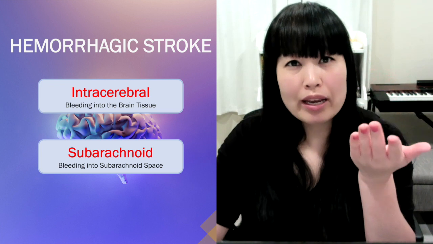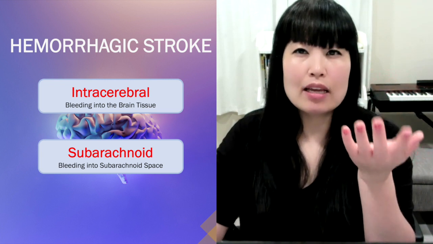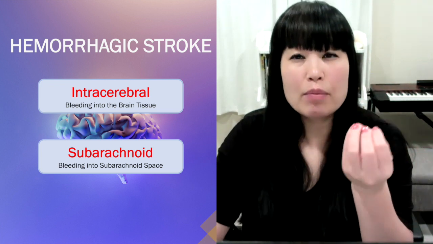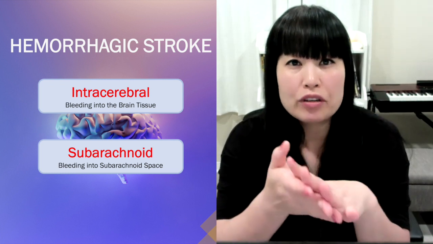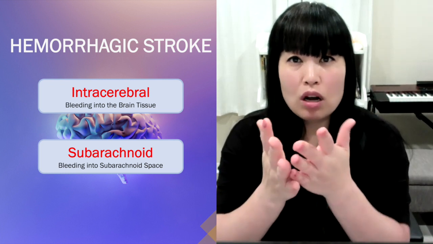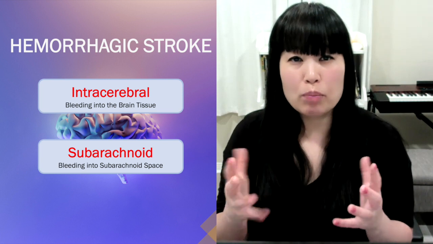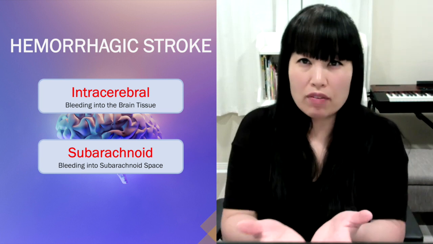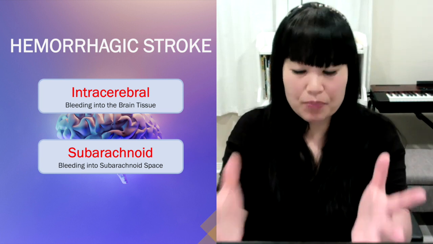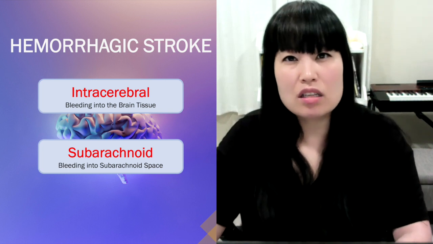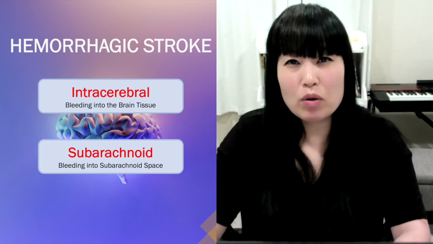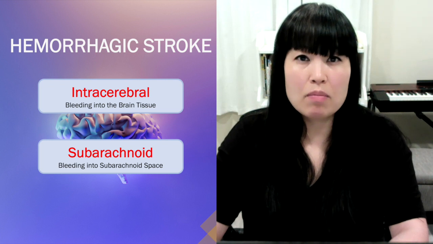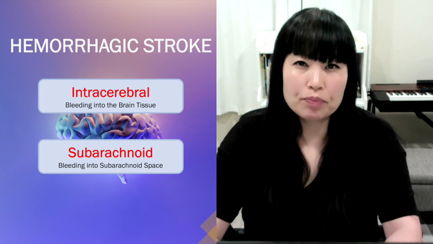But you can also have bleeding in the subarachnoid space, and subarachnoid hemorrhage is usually caused by a ruptured aneurysm, which, as you know, occurs when you have an abnormal ballooning or bulge in the weakened wall of the blood vessel, right? And it breaks. So these are some of the causes, and there are other ones that I won't be going over in this video, but these are some of the main causes of hemorrhagic stroke.